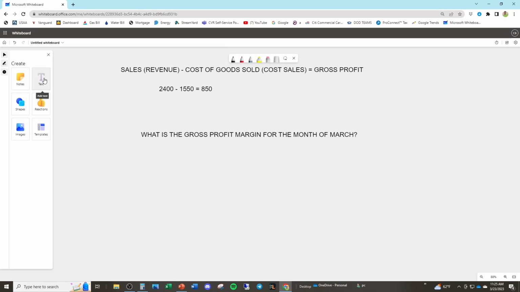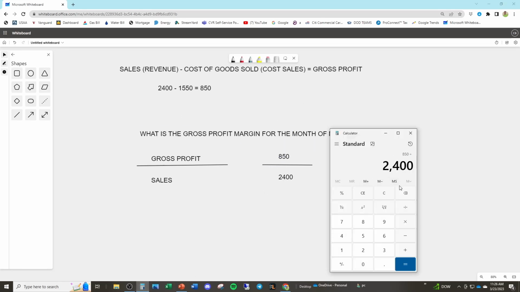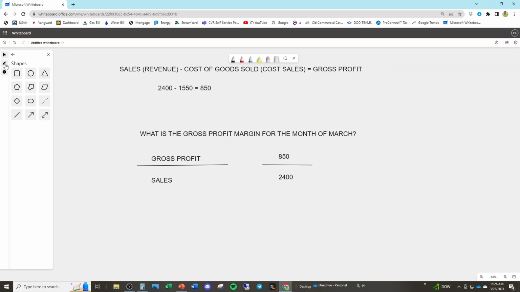What is the gross profit margin? Well, the abridged formula is gross profit divided by sales. It's basically our profit percentage per sale. So that total is $850, which we just calculated. We take $850 and we divide it by $2,400. And that gives us what? $850 divided by $2,400, 35.42%. And that is our answer.